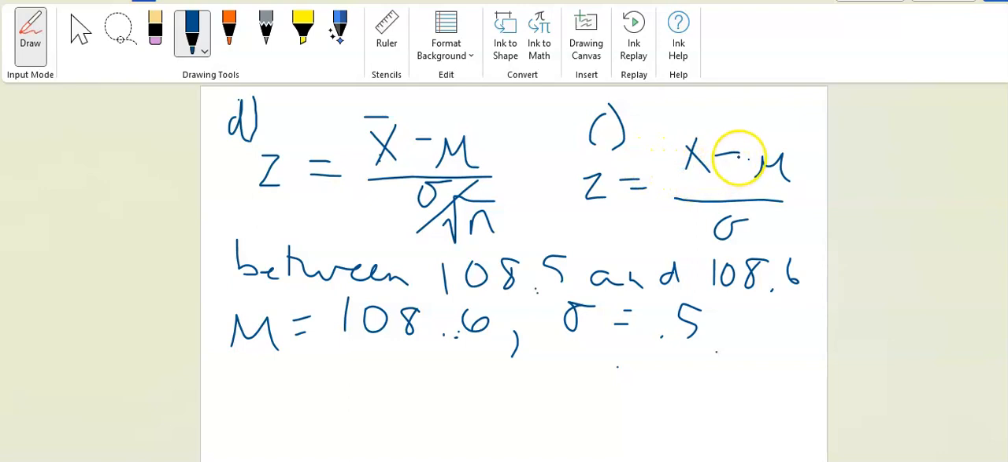For C, we're going to use that z is our value, 108.5 and 108.6. We were looking for the same thing, but we do the 108.5 minus our mean of 108.6 over the standard deviation of 0.5. And then we do exactly the same thing for 108.6. But for D, because we have a sample, we have 50 rods, we have got to use this formula right here that I've got written first.